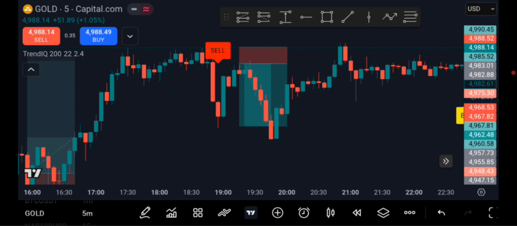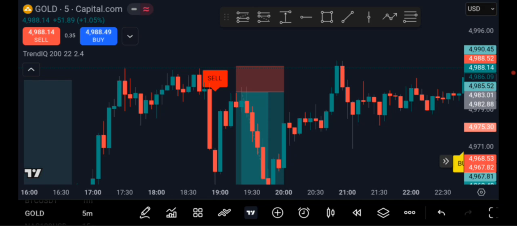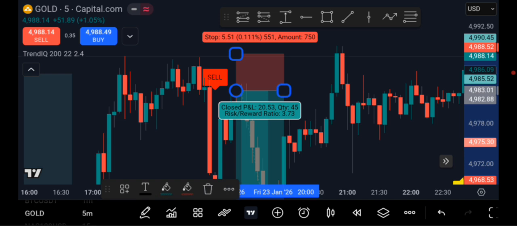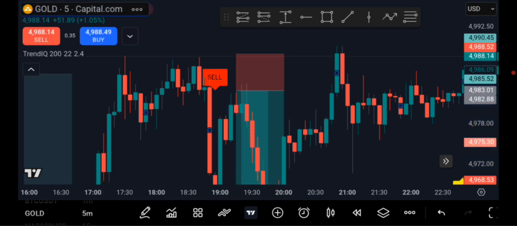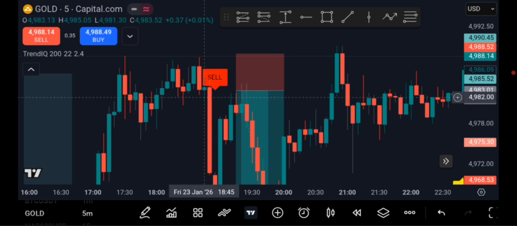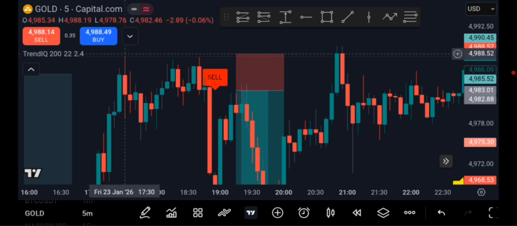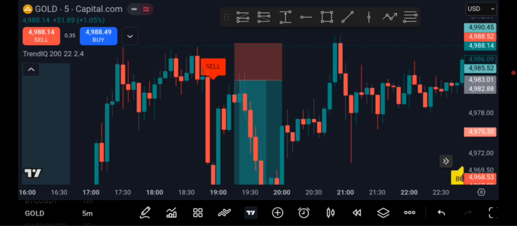Now how did I get 1-to-3 here? Like I said, I look at my low 1 and low 2. I put my stop loss above those two highs. Sorry, highs this time around. So this is the very first high, and this one here, minor but higher than the first one, is the second high. So I put my stop there.